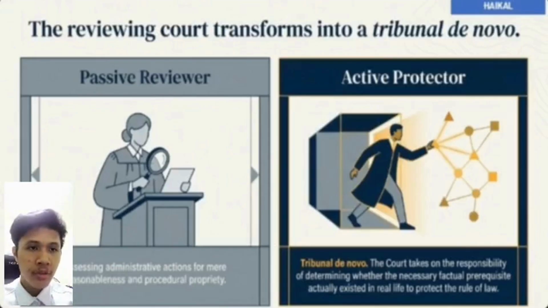The third point concerns the role of the reviewing court. Normally, a court reviewing an administrative decision may show some degree of deference to the administrative authority, especially regarding matters within its expertise. However, when the issue concerns a true jurisdictional fact, the court takes a more active role. The court may determine independently whether the necessary factual condition actually existed before the authority exercised its power. Therefore, the court effectively acts as a tribunal de novo in determining the existence of the jurisdictional fact. This protects individuals from unlawful exercise of administrative power and strengthens judicial review.